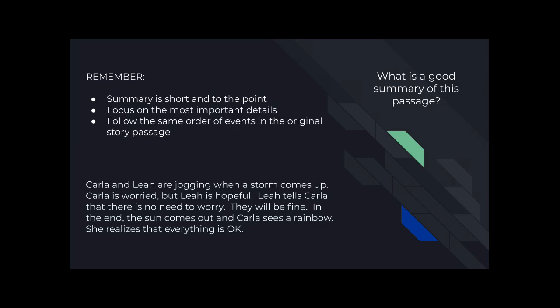Carla and Leah are jogging when a storm comes up. Carla is worried, but Leah is hopeful. Leah tells Carla that there is no need to worry, they will be fine. In the end, the sun comes out and Carla sees a rainbow. She realizes that everything is okay.